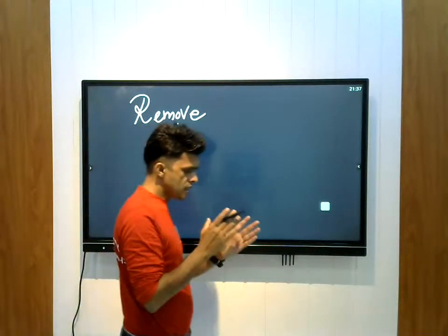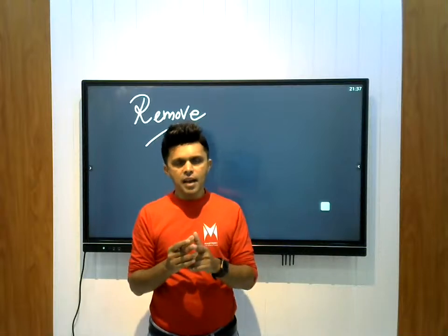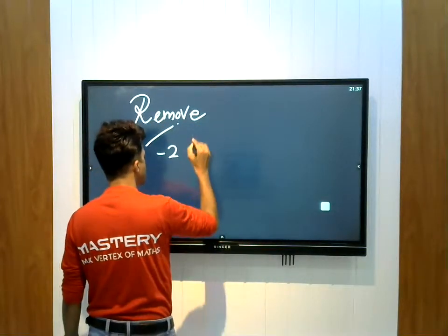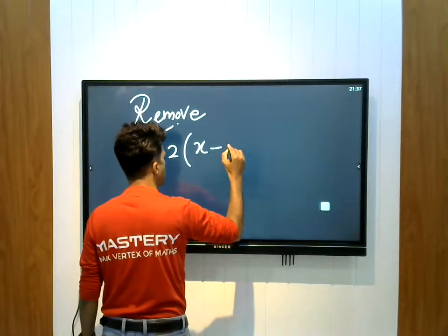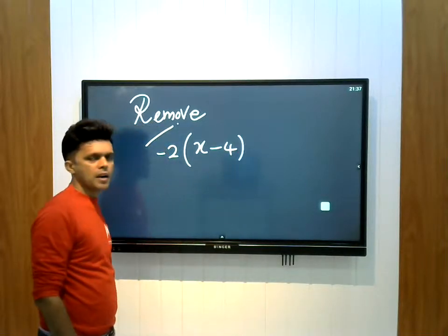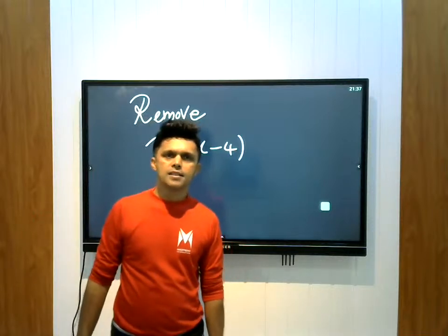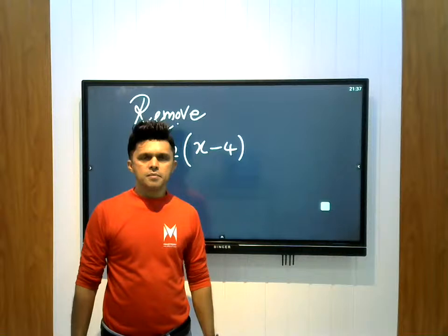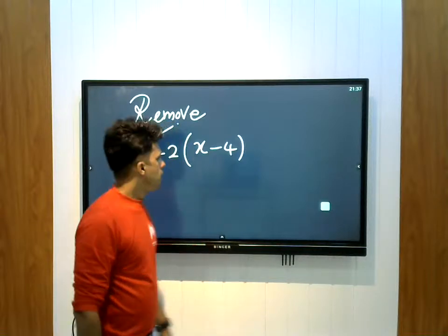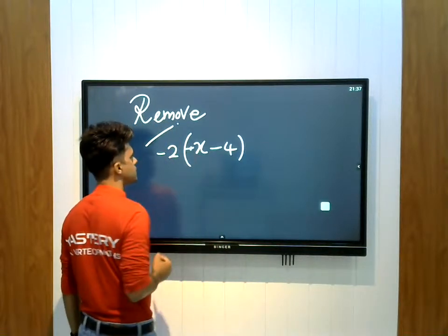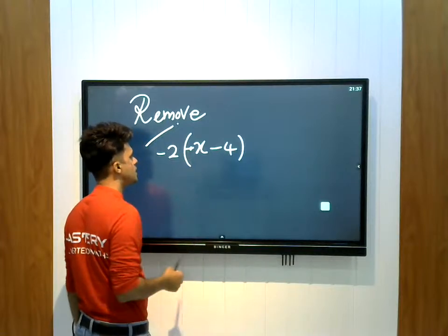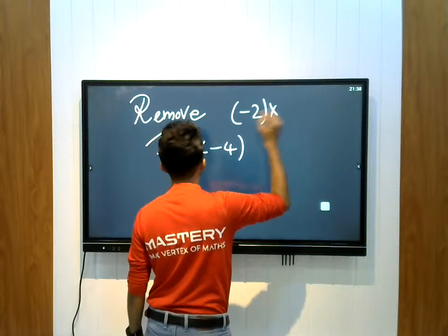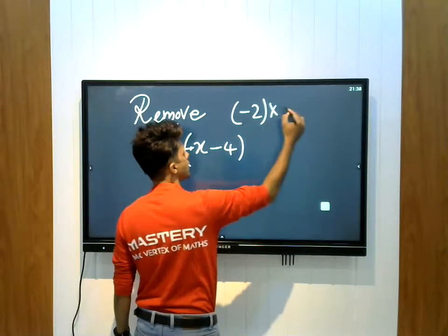Let's first of all learn the way of removing a given bracket. This type of one, minus 2 into x minus 2. How can you remove this bracket? Here minus, here plus. Unless you can see here it's having positive, then minus into plus. Minus 2 into here plus 1 now.